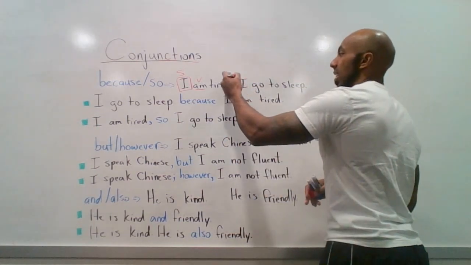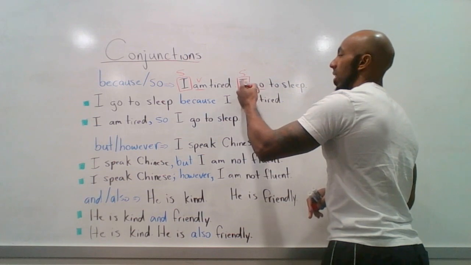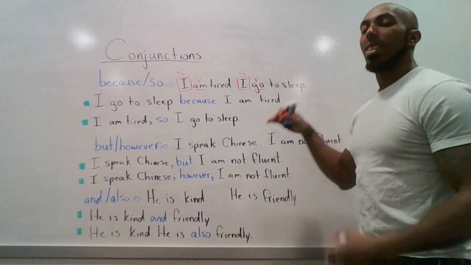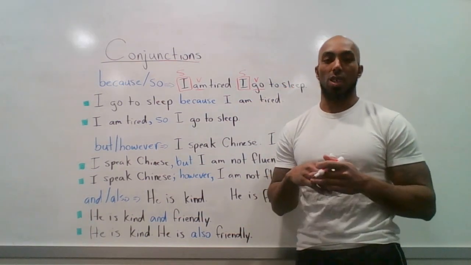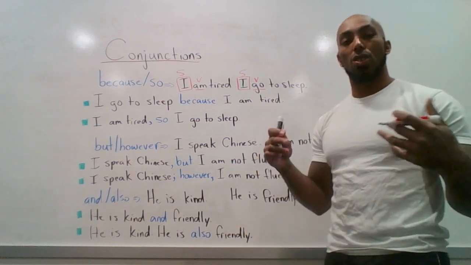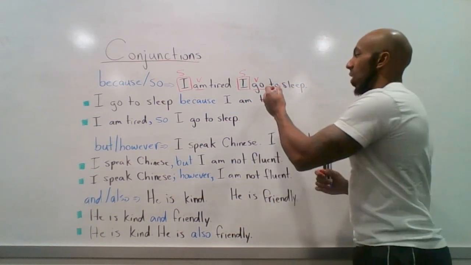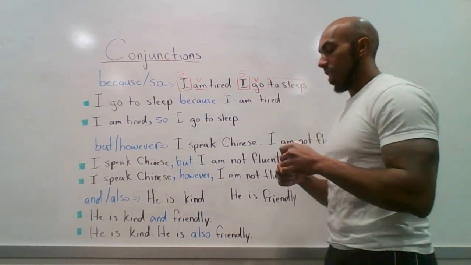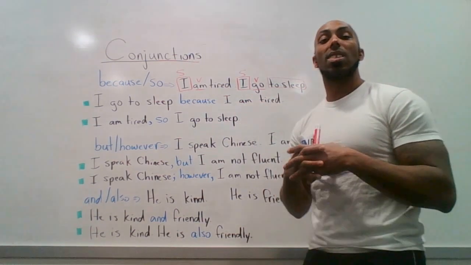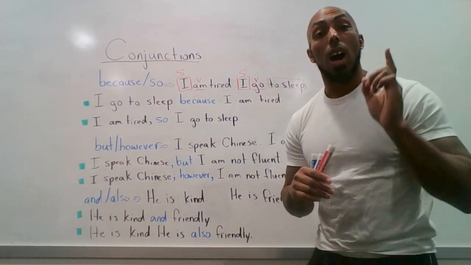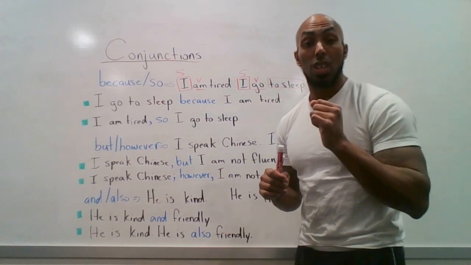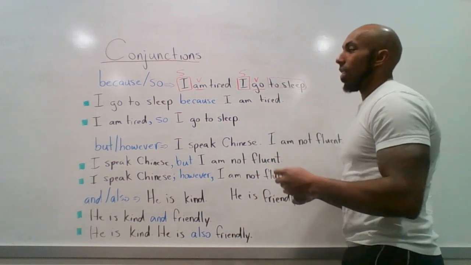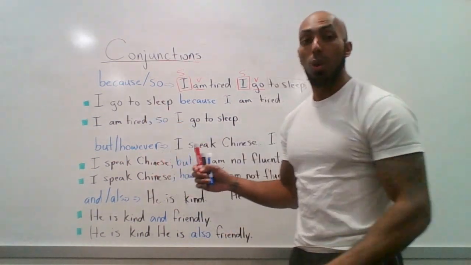The second sentence has the same subject. The verb is go, and to sleep is not really a noun. It's not an object. It's another action. It's telling us what you're doing. This is called the infinitive, but we won't talk about that here. Anyway, we can put these two sentences together using a conjunction, and we can use the conjunctions because and so.